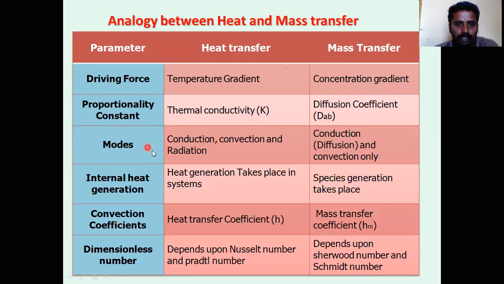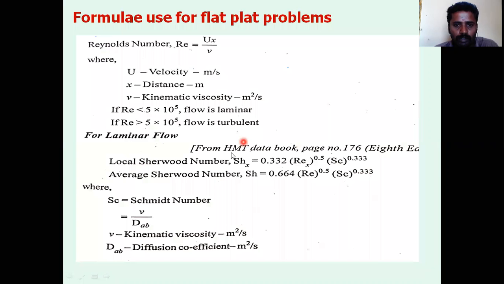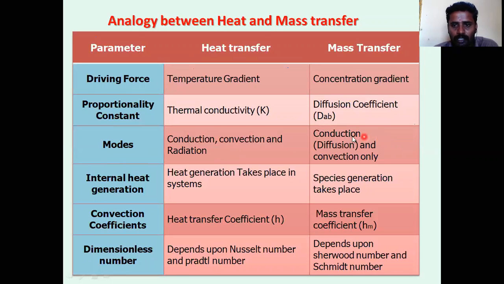The modes of heat transfer are conduction, convection, and radiation. Here, in mass transfer, we have conduction and convection only. Conduction corresponds to diffusion, along with convection. Internal heat generation takes place in the system, and species generation takes place similarly.